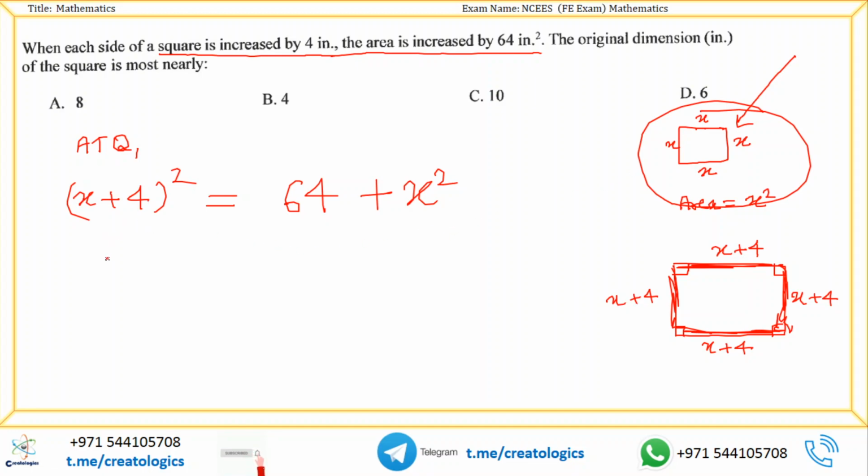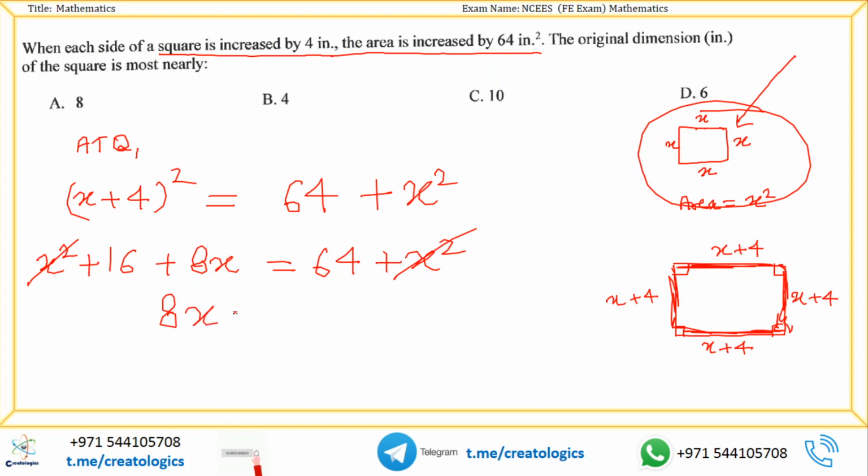So again, using the (a plus b) whole squared formula, I get x squared plus 4 squared, which is 16, plus 2ab, which is 8x, is equal to 64 plus x squared. Now all we need to do is simplify it. The x squared and x squared will get cancelled when you solve it. So you will get 8x is equal to 64 minus 16, right? And from here you get 8x is equal to 48.